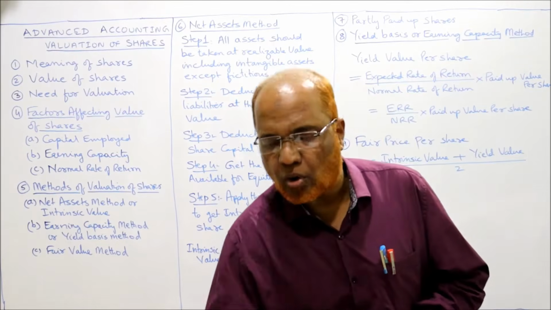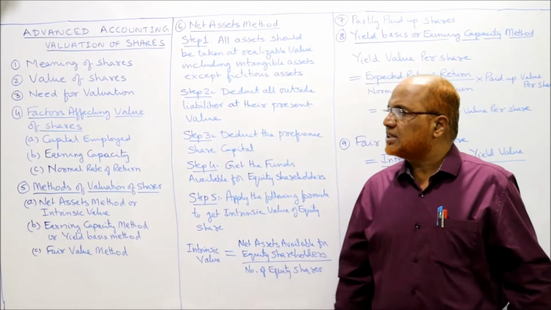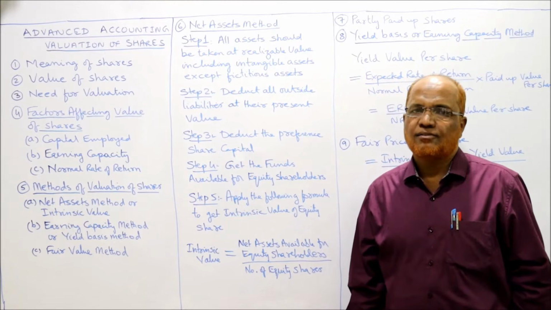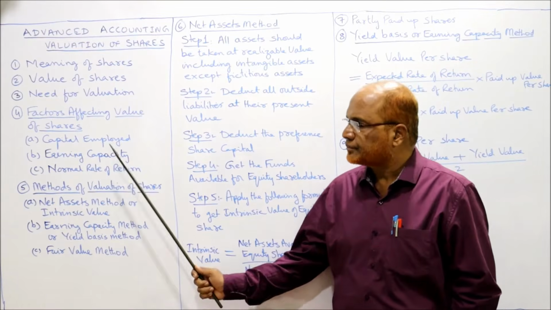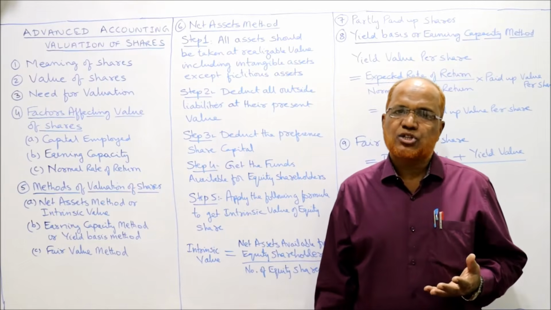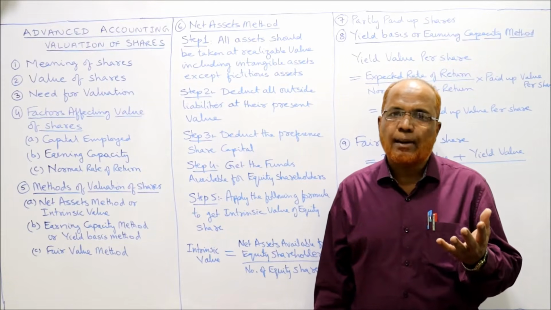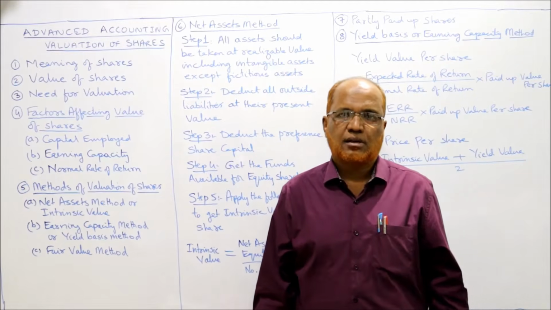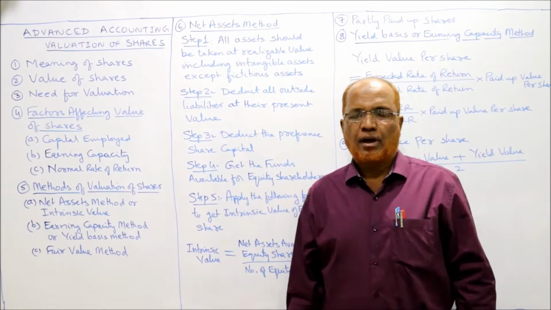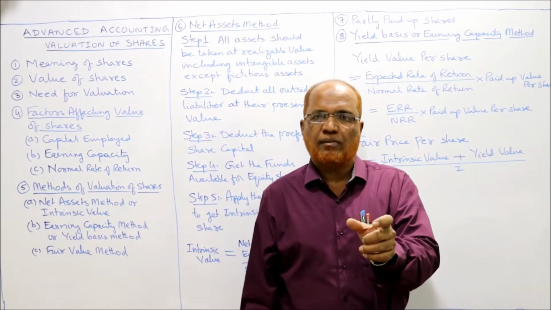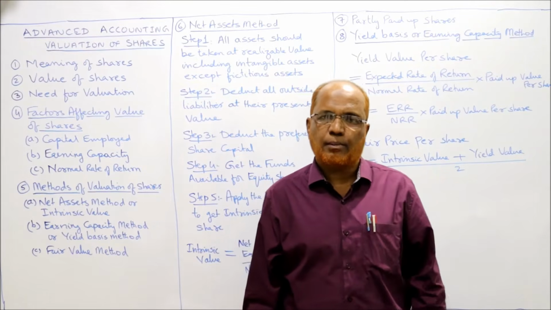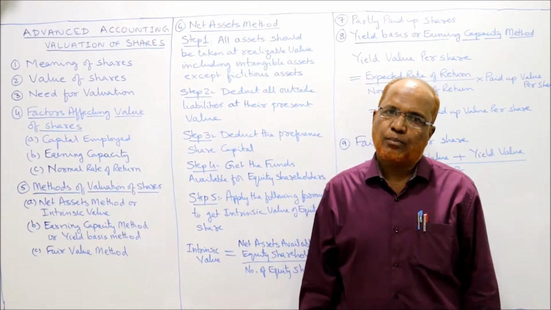Now we'll come to the next topic, called factors affecting the value of shares. What are the factors that must be considered for calculating the value of a share? The first factor is capital employed. In order to calculate the value of a share, first of all we need to know how much capital is employed in the business. The capital employed, we can find by the liability side approach or the asset side approach. According to the asset side approach, we take all realizable values of assets minus outside liabilities, the present value of outside liabilities, subtract it, and we get the capital employed.